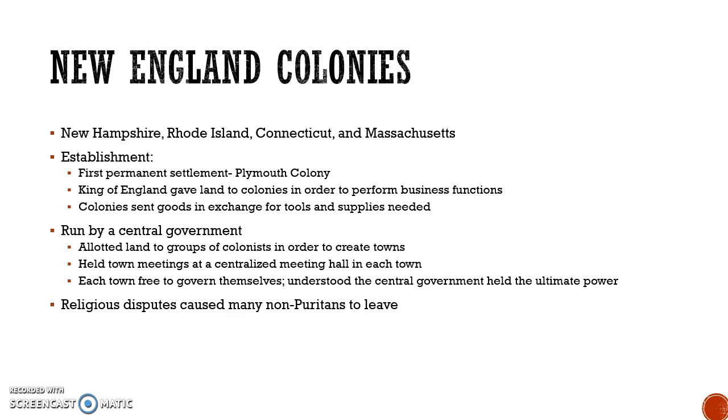Here they were strictly run on Puritan views, which caused many non-Puritans to leave the region. And then their major resources were fish, whales, and forest.